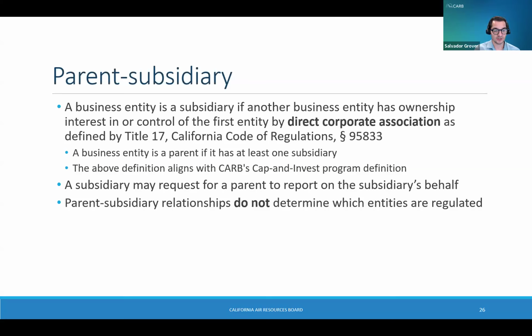This definition is used to determine if a parent company can submit a consolidated report to meet the reporting requirements of a subsidiary. If two companies do not meet any of these criteria of corporate association, then they must each submit separate reports. This definition does not influence the definition of revenue or doing business, and each entity is evaluated individually to determine if they meet the statutory thresholds. I'll now pass the presentation on to my colleague, Mason Eastman, to continue discussing definitions.